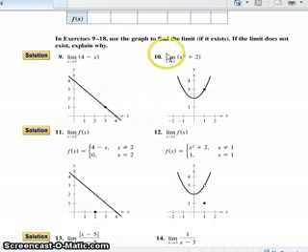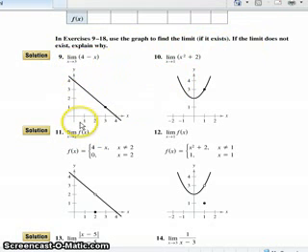It says, use the graph to find the limit, if it does exist. If the limit does not exist, explain why. Alright, so we look at number 9 here. The way you read this is, the limit of 4 minus x as x approaches 3.